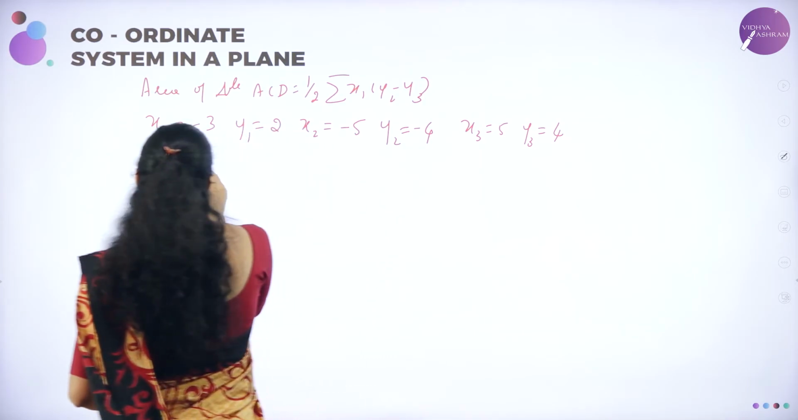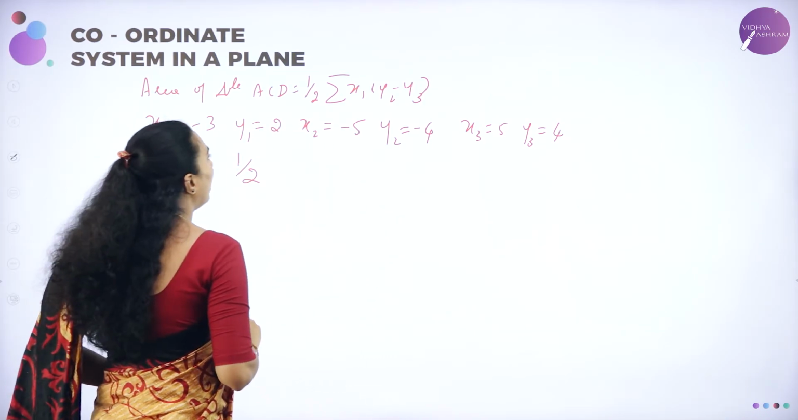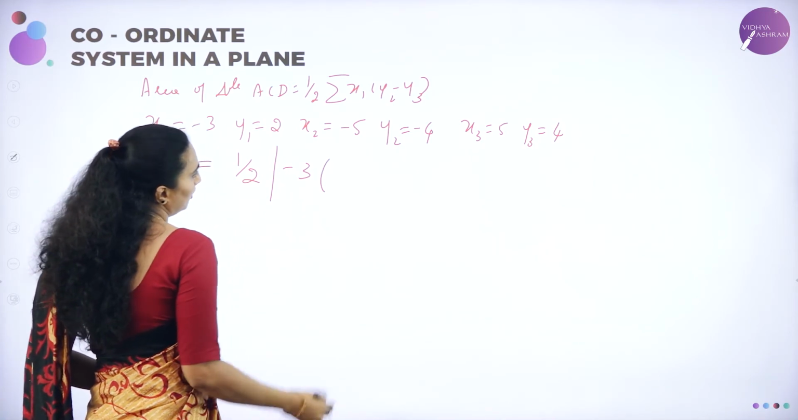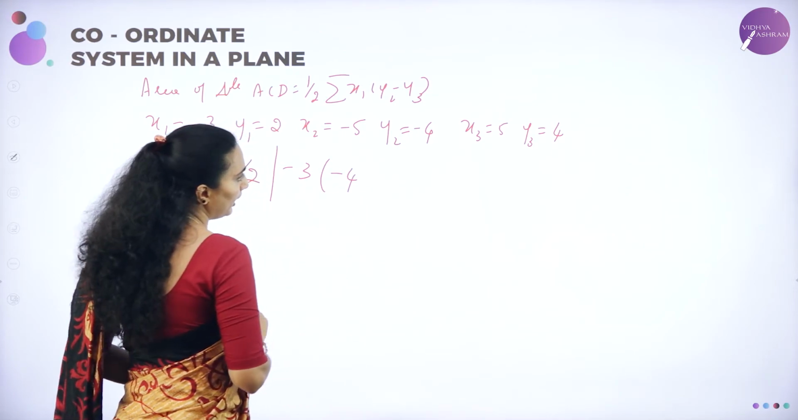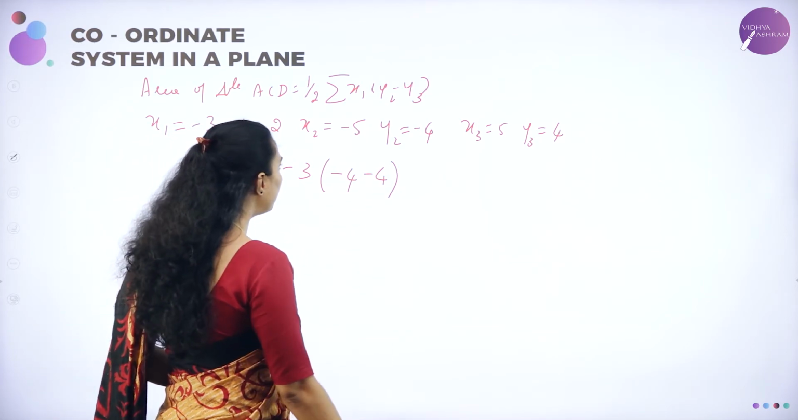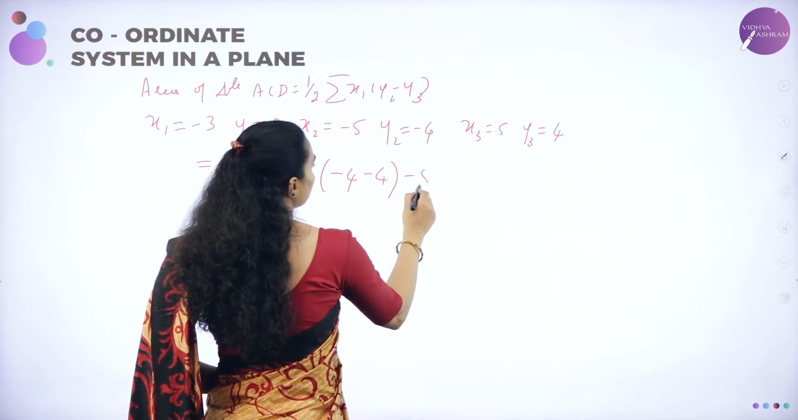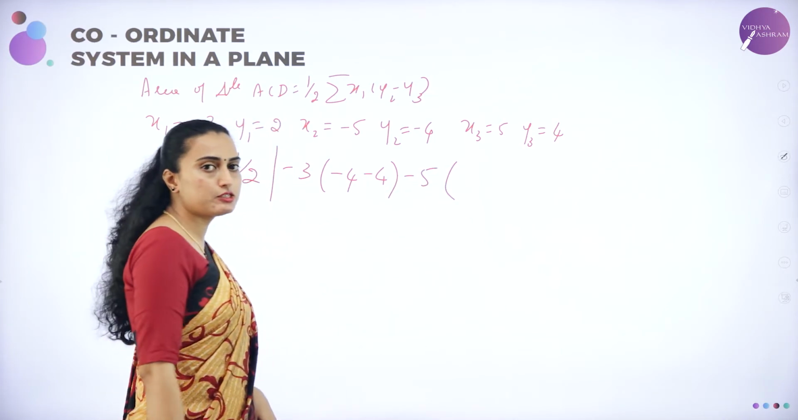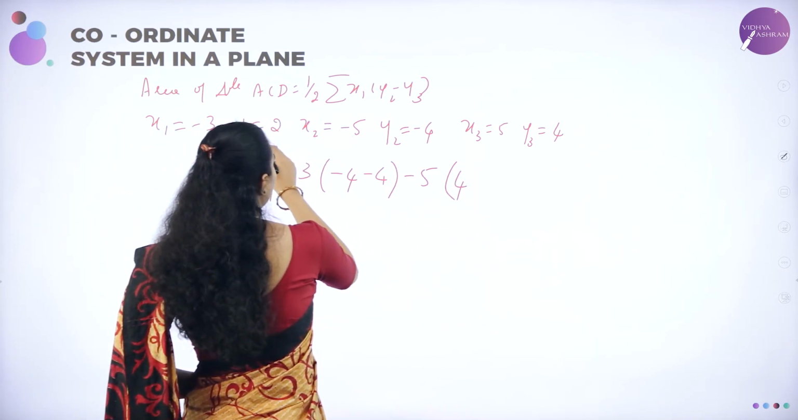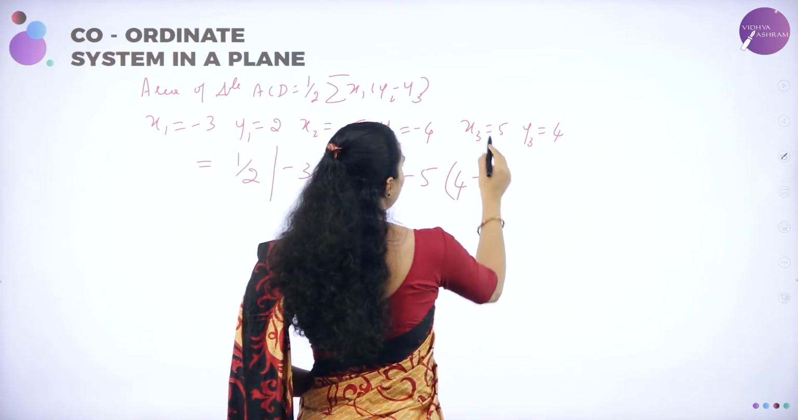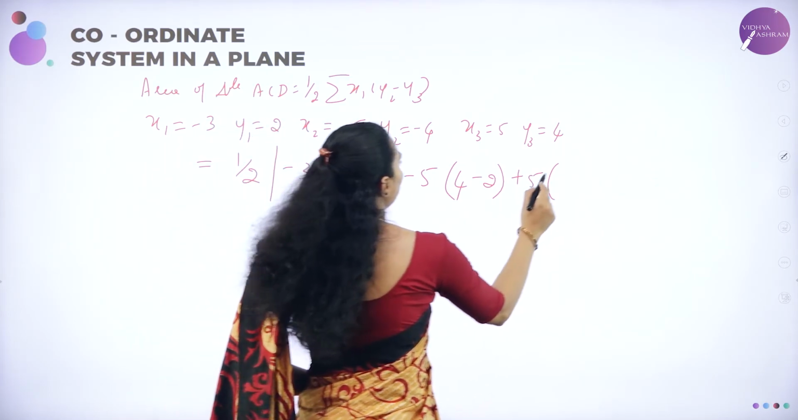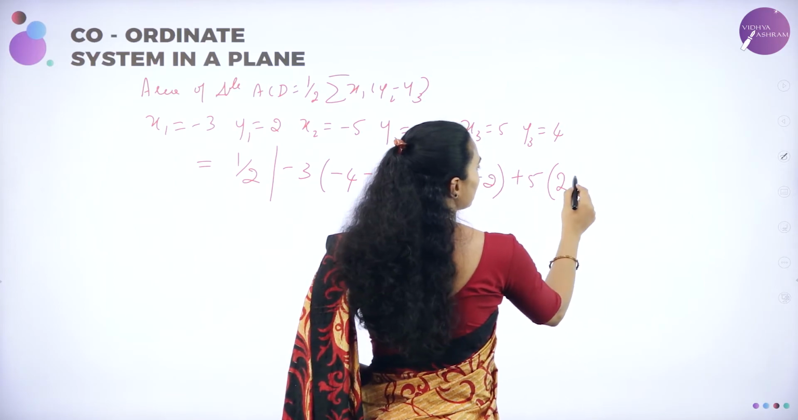Let me calculate it by substituting. So area of a triangle, half into modulus of x1 value is minus 3 into y2 minus y3. y2 is minus 4 minus y3 is plus 4. So minus 4, y2 minus y3, plus x2, which is minus 5, into, plus into minus is minus, you are going to have y3 minus y1. What is y3? 4 minus y1. y1 is minus 2. Again, plus x3. x3 is 5 into y1 minus y2. y1 is 2 minus y2 is 4. Minus 4. Minus of minus 4 is plus 4.